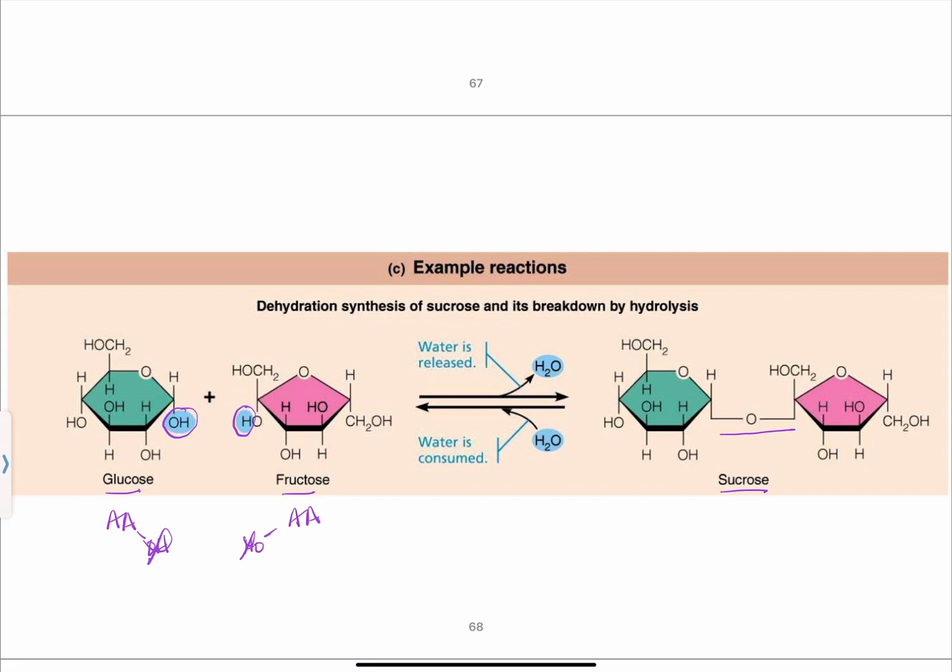So if we're trying to build up a larger molecule or link 2 monomers together, it's a dehydration reaction because we're removing water. The opposite is true if we have a macromolecule, or in this case a disaccharide, and we want to break it down into its monomers. We're going to have to add back water. So it's called a hydrolysis reaction. So hydrolysis, if we're breaking down, and dehydration if we're building up.